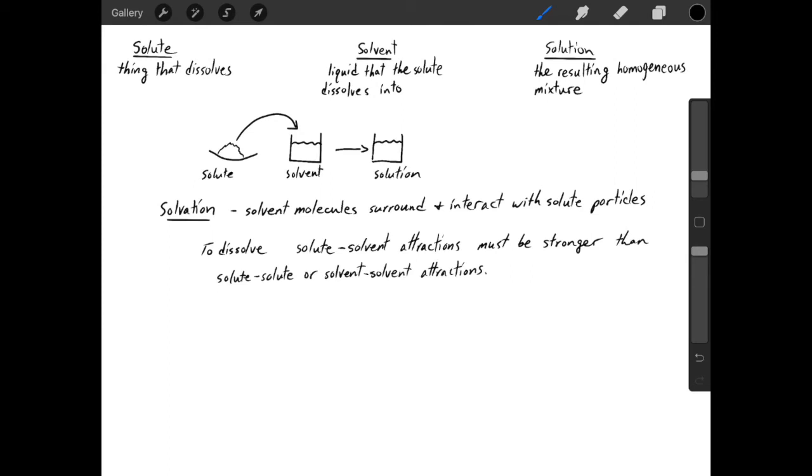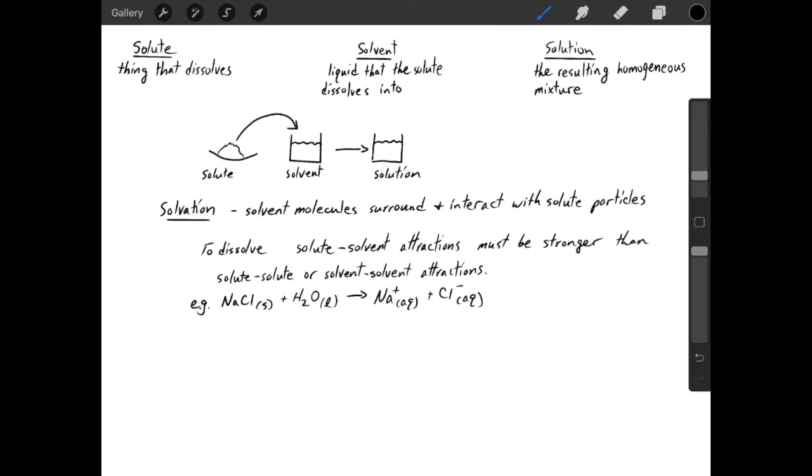This solvation process is probably best visualized when looking at an ionic compound that dissolves. So for an ionic compound, when it dissolves, the ions within it are solvated rather than the entire compound. This is part of the dissociation process for ionic compounds that are dissolving in water. So we'll look at the example of sodium chloride in water.